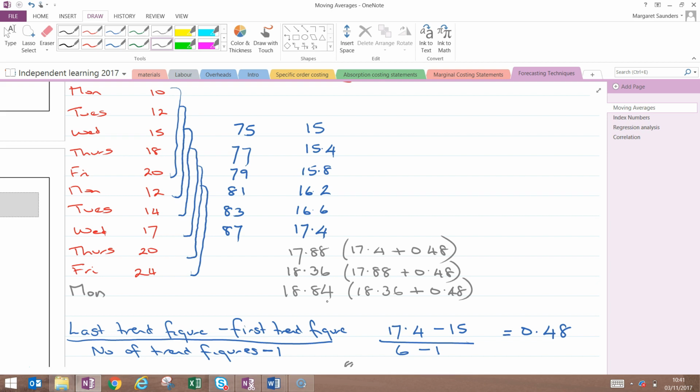So that's the future. Our trend is 18.84. Now this is not at the moment the sales figure that we expect to make on Monday. It is the trend in the sales. We need now to look and see if there are any seasonal variations, and if there are, we apply those seasonal variations. As I've already mentioned, there are two models, the additive and the multiplicative. We'll start with the additive model.